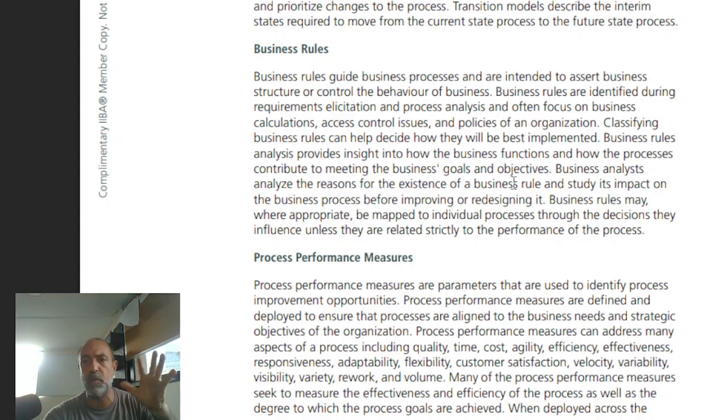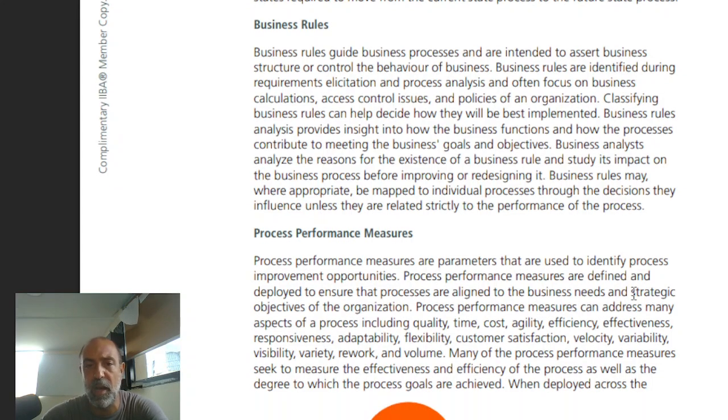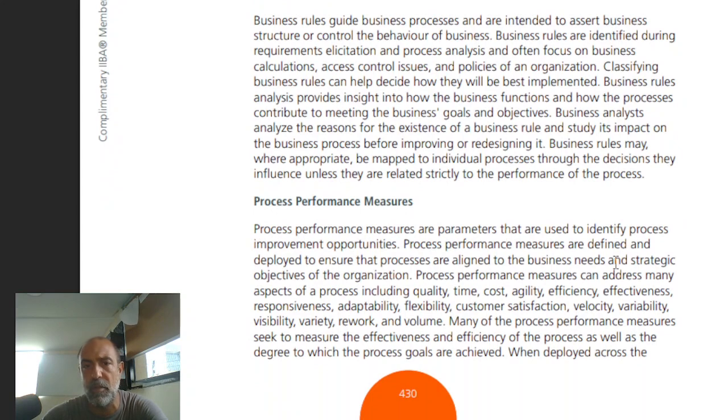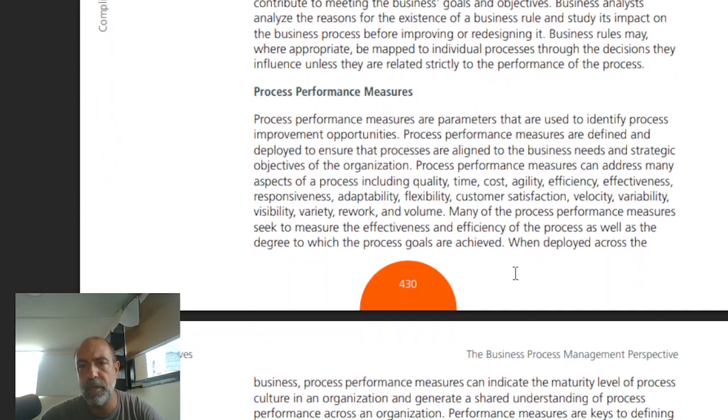You can't do it that way, and that's where the rules kind of play, because if you do it that way, you might lose time, or you might waste somebody else's energy or resources. Classifying business rules can help decide how they can be best implemented. Business rules analysis provides insight into how the business functions and how the processes contribute to meeting the business goals and objectives. So the rules describe that, right? Because you can't do this because of 1, 2, 3, 4, 5, and maybe it's easy for people to understand the process from the rules that restrict it. The analysts analyze the reason for existence of the business rule and study its impact on the business process before improving and redesigning it.